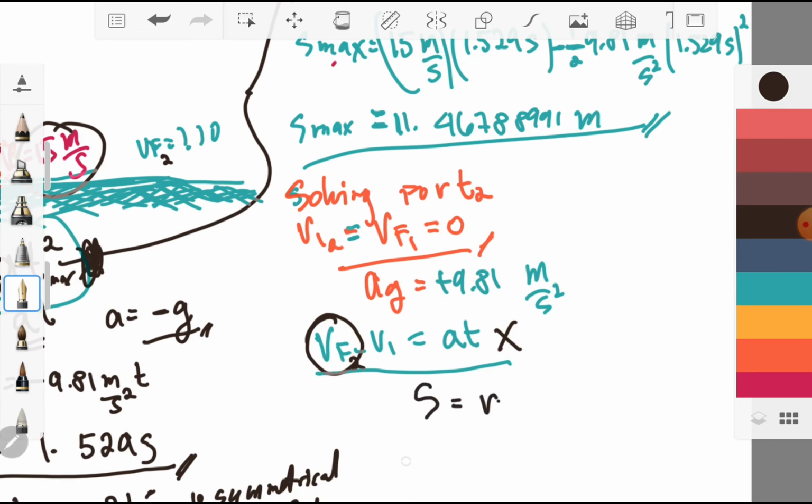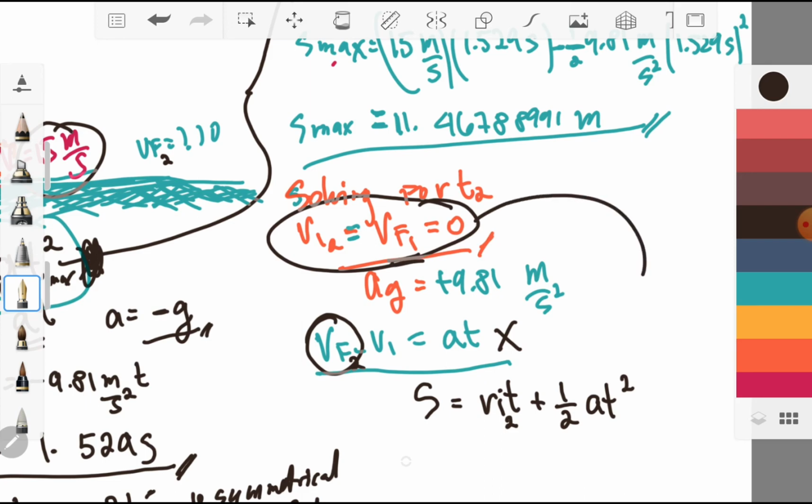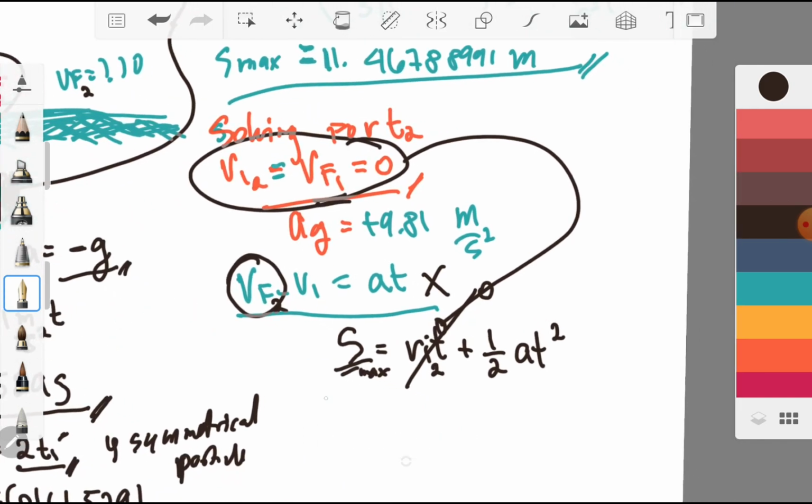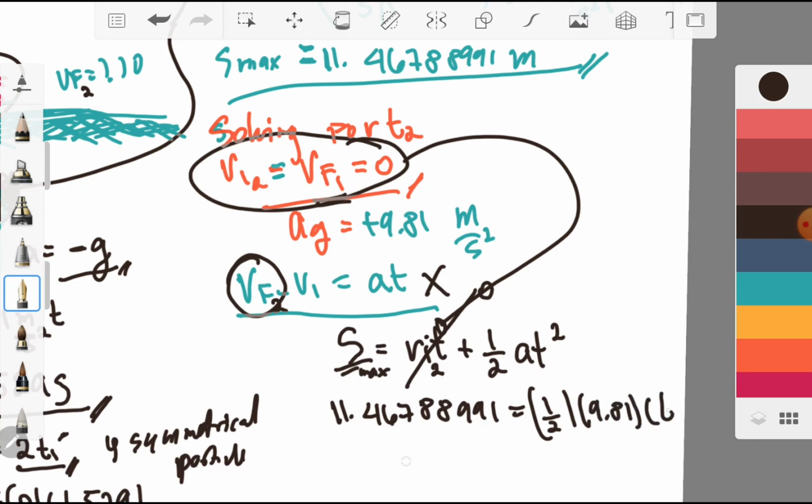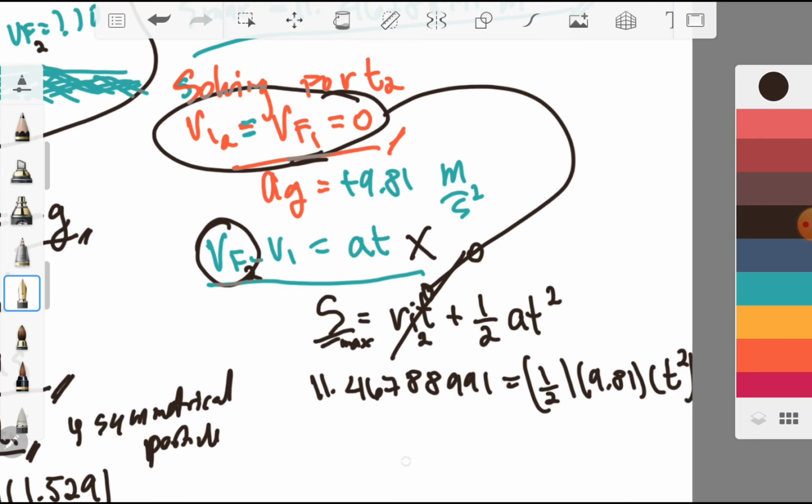S is equal to VIT plus 1/2 AT squared. So since you all know that your VI2 is already equal to your VF1, you will notice that this is just equal to 0. And our S will be our S-max because it went down from our S-max, so we'll have a value equal to 11.46788991, which is equal to 1/2. Take note that it is going with the flow of your gravity, of your velocity. So positive acceleration tayo. So 9.81 multiplied by t squared. Okay?